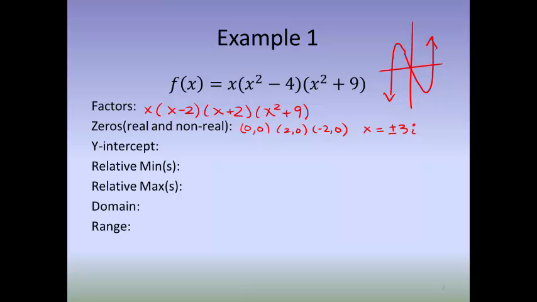But what I notice when I plug in 0 is that I get 0, because this would be 0 times negative 4 times positive 9. It's multiplication, so my y-intercept is (0, 0). The next thing I've got are my relative min and max.